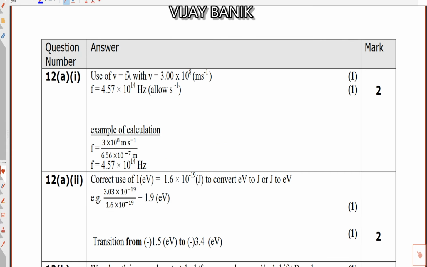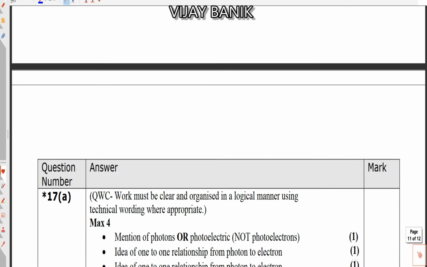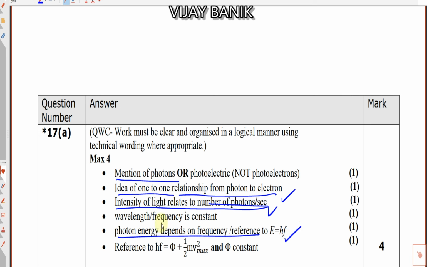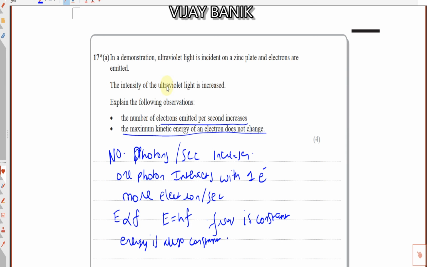Let's see the mark scheme, what they said. It's for question number 17. Okay, so they wrote mention photons. Idea of one-to-one relationship from photon to electron. Intensity high relates to number of photons per second. We said this. Also photon energy depends on the frequency, so we said this as well. The frequency is constant, we said this as well. Okay, we already wrote 4 marks, but you have to actually write with the help of this as well. That wavelength is constant. Therefore, your kinetic energy is also constant. Okay, I hope you guys understood this. Remember, whenever they talk about intensity increases, you have to say photons per second increases. More photons, more electrons get emitted because of one-to-one interaction between photons and electrons.